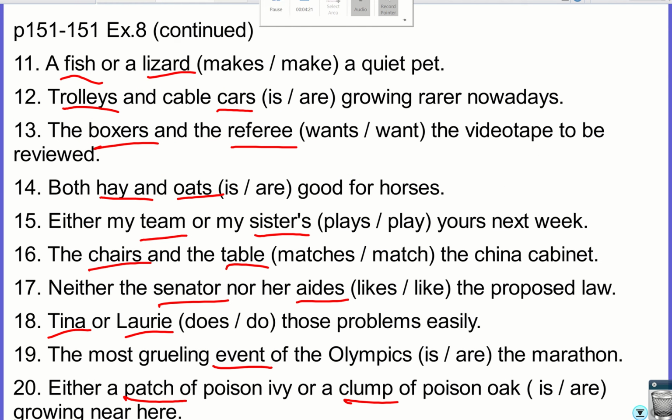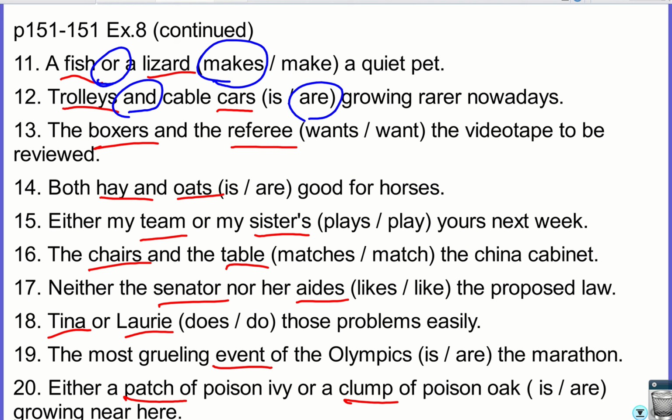All right, so we're on to the last 10 of this exercise. Number 11, we have fish or lizard, so we go with the second subject, which is singular, so makes. Trolleys and cable cars, so we need a plural verb, are. Boxers and referee, and makes it a plural verb, so we go with want. Even though you might look at it and think, oh, boxers is plural, referee is singular, we want to go with singular. That only matters if the conjunction is going to be or. If it's and, it's always going to be a plural verb.